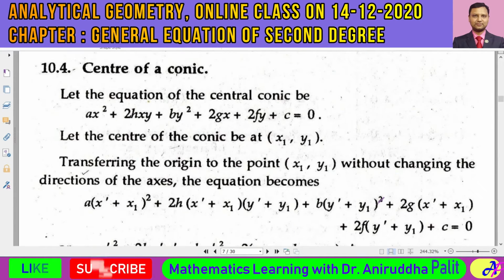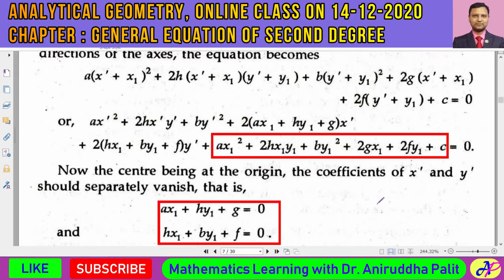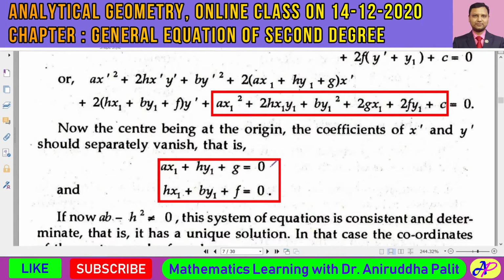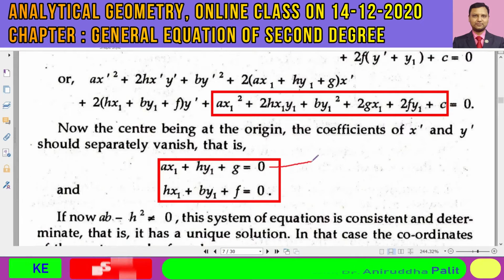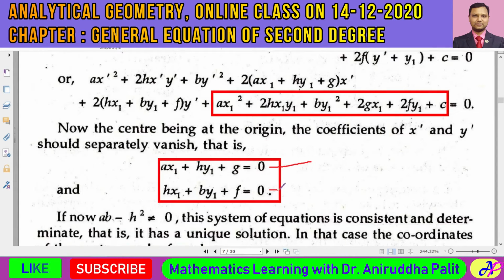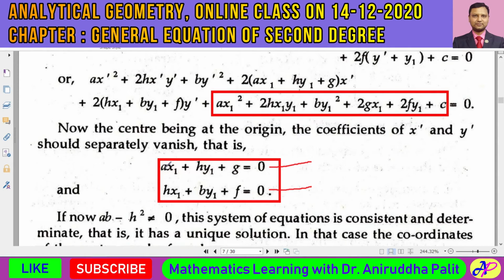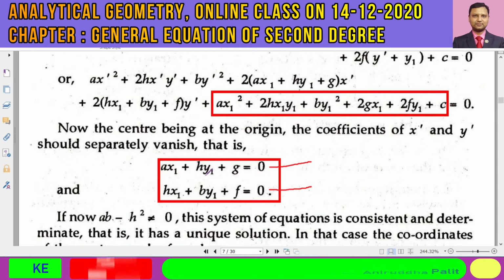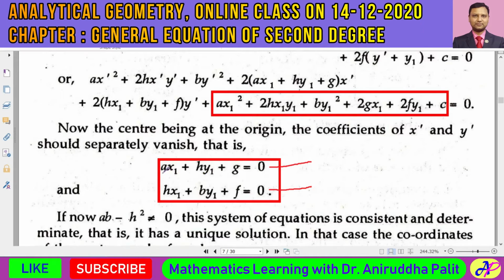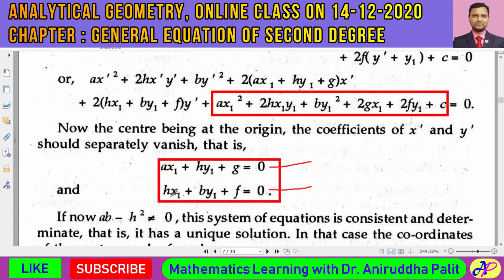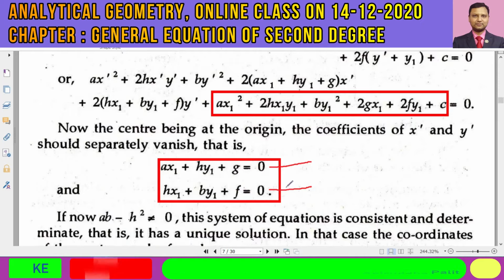Now, with the help of that particular result, we proved that the coordinates of the center can be computed with the help of these two lines. If x1 and y1 are the coordinates, then we shall have this first equation, a x1 plus h y1 plus g is equal to 0, and h x1 plus b y1 plus f is equal to 0.